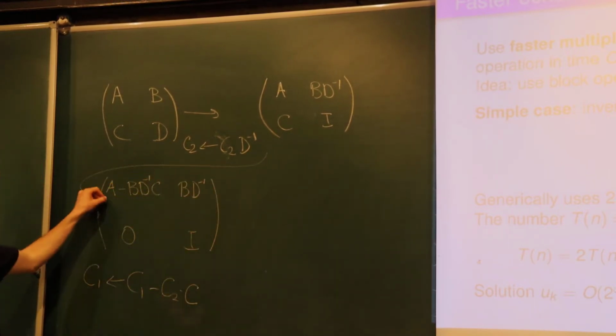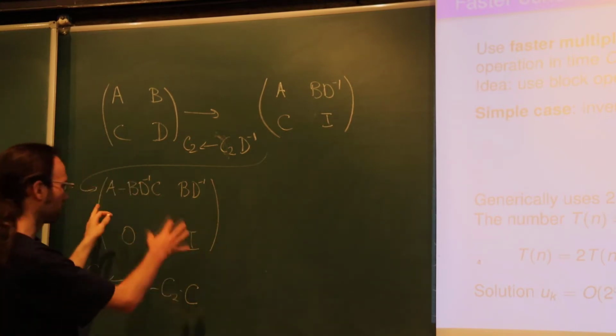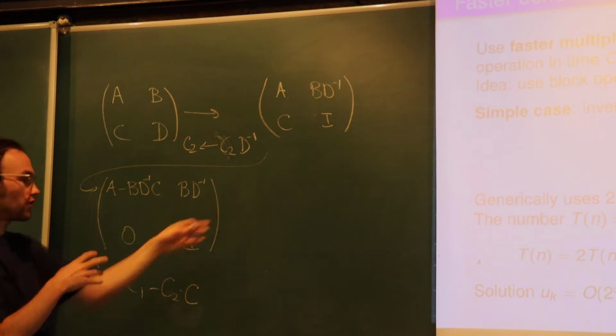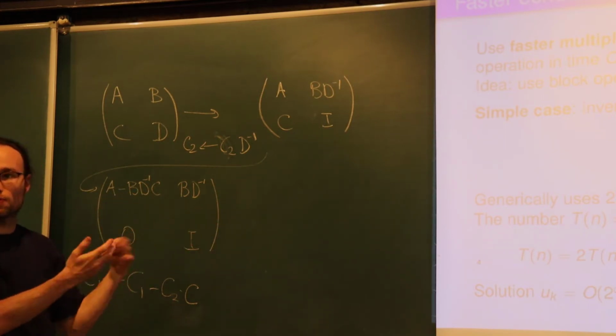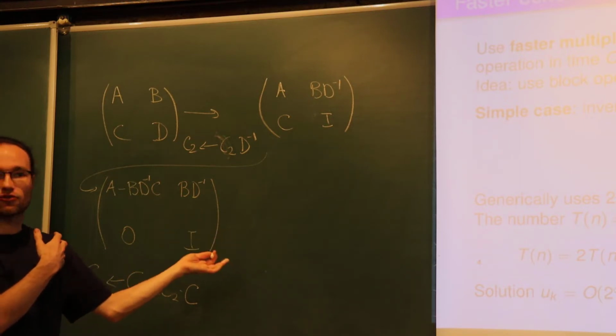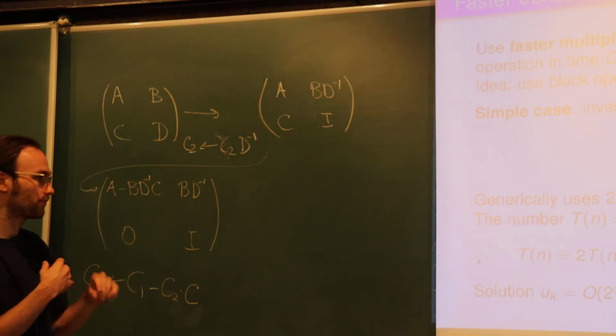Then you can invert this one. I will assume that it's also invertible, etc. So you do this series of operations, and to get the actual inverse, you repeat the operations on the identity matrix, and that will give you the inverse of the original matrix.